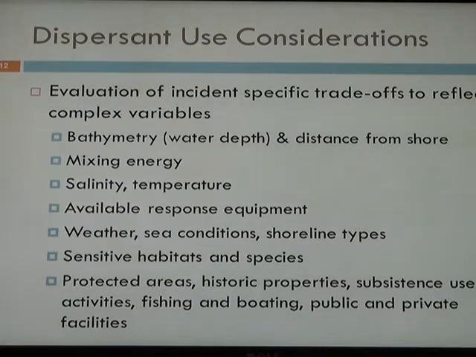So when we're considering using dispersants, we have to look at incident-specific trade-offs, and it's based on complex variables. Some of the things that are going to be looked at are bathymetry or water depth of the area, the distance from shore, the mixing energy present from either wind and waves, salinity and temperature of the water, the available response equipment, weather, sea conditions, and shoreline types, sensitive habitats and species, along with protected areas, historic properties, subsistence use activities, fishing and boating, and public and private facilities such as water intakes.